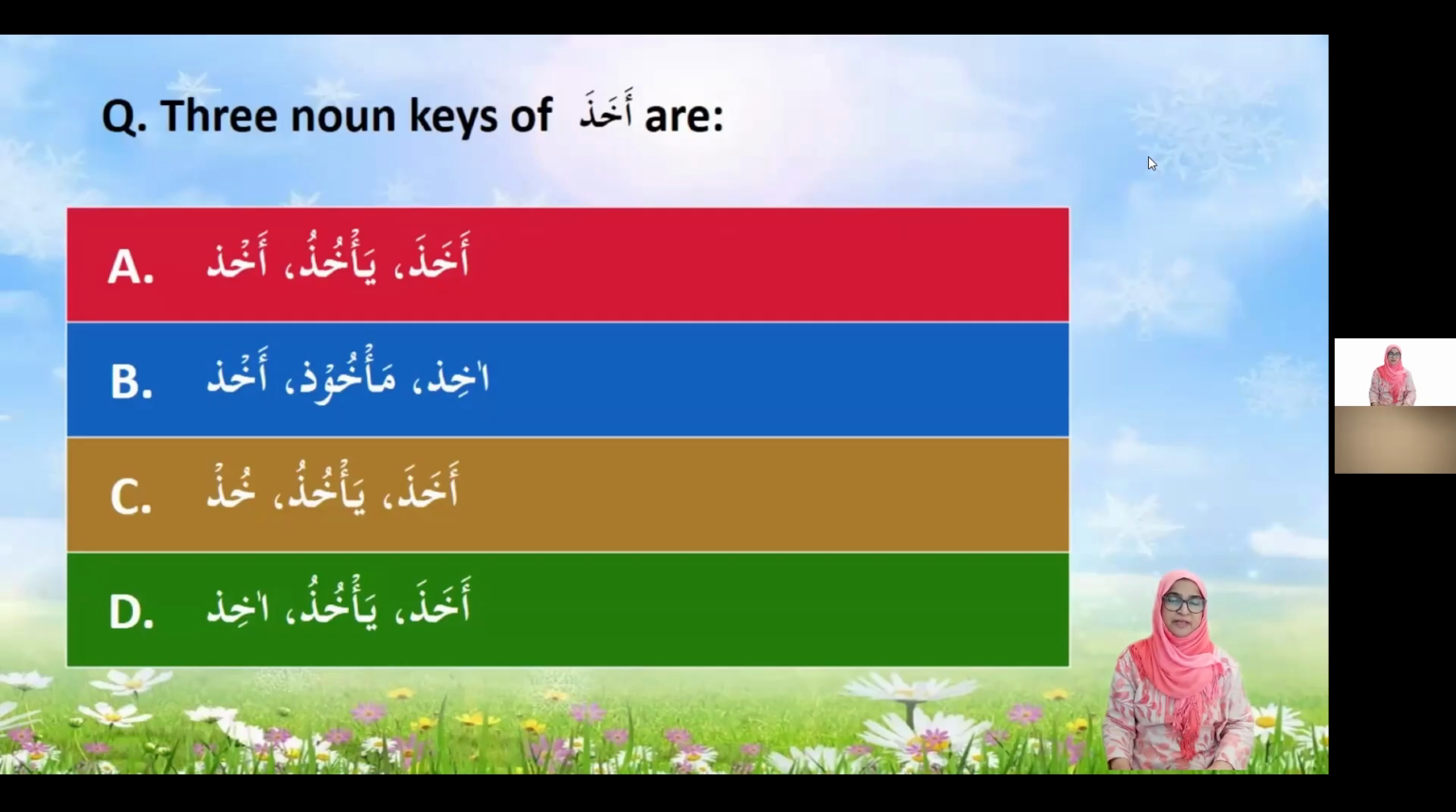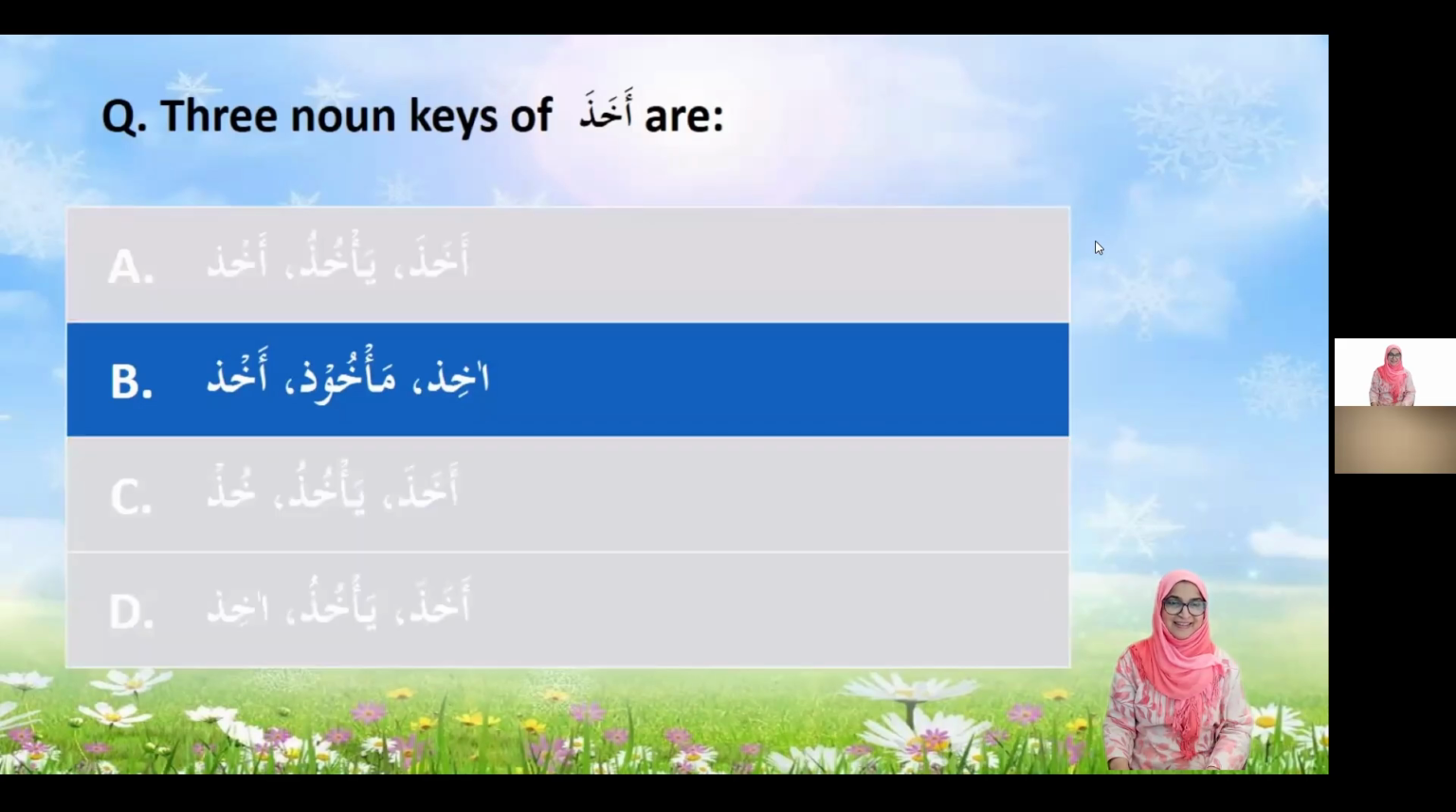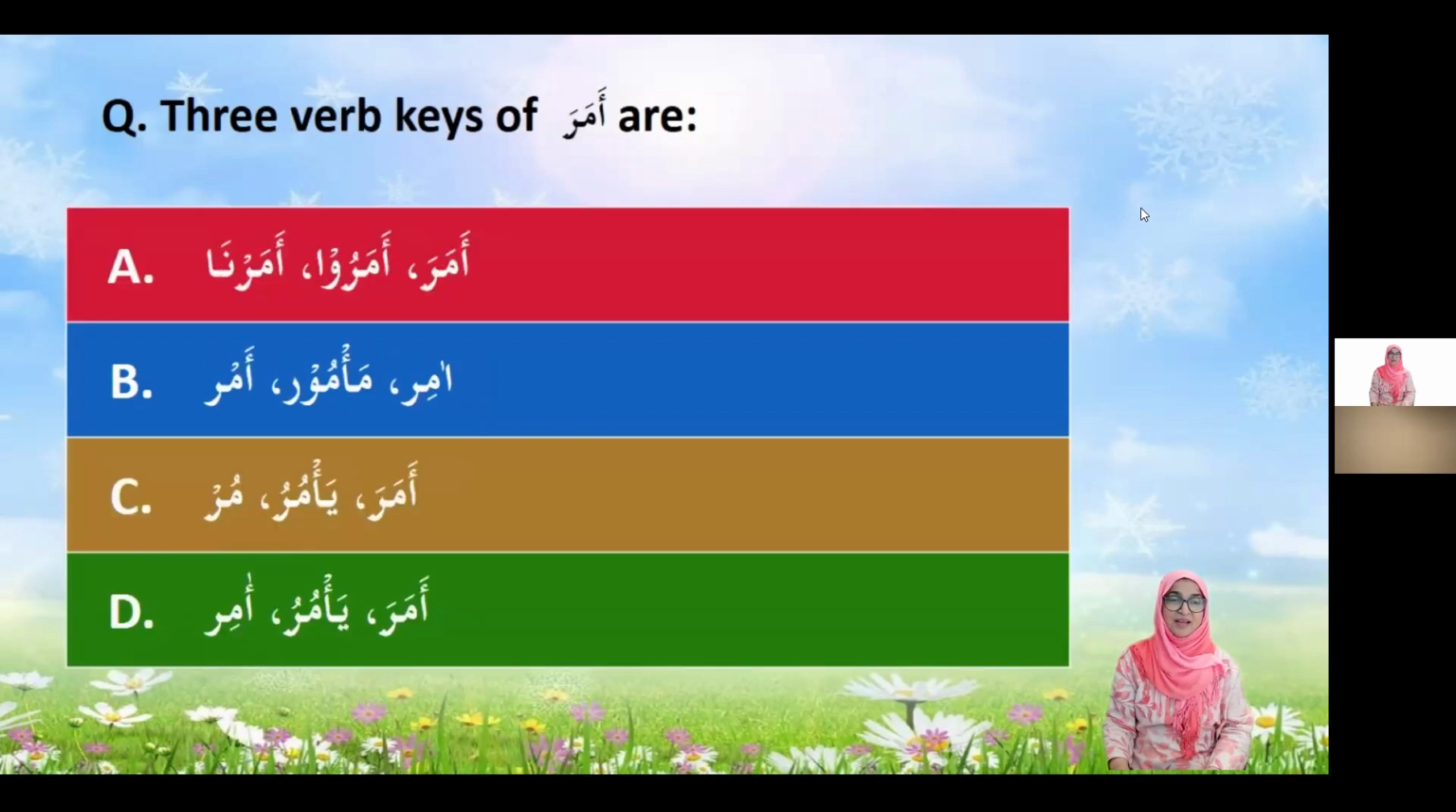Now, can you tell me the three noun keys of akhadha? The noun keys. آخذ مأخوذ أخذ. Akhidh, ma'khudh, akhadh. Very good, mashallah, you got it. And what are the three verb keys of amara?